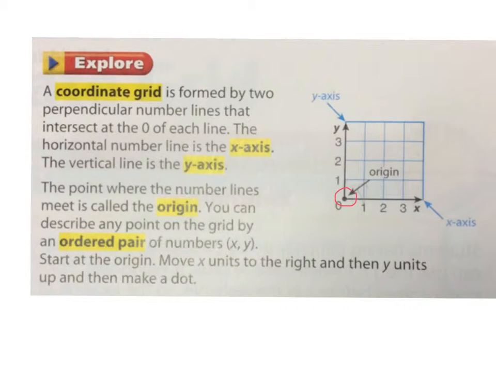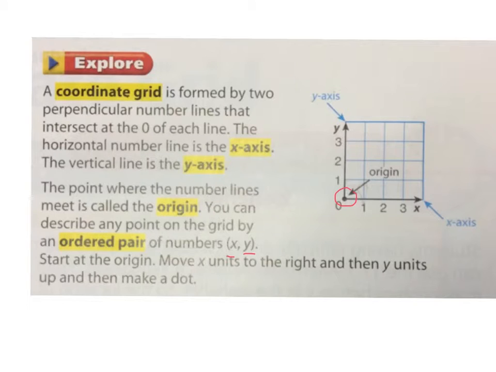Here's the origin. You can describe any point on the grid by an ordered pair. How many things are a pair? Two. A pair is always two things. So an ordered pair means a pair that's in order, and the order is always x first and then y. Which letter comes first in the alphabet? X. So the ordered pair is always x and y.